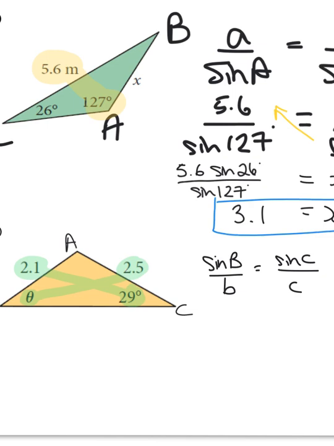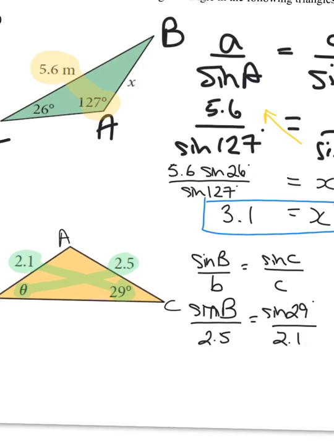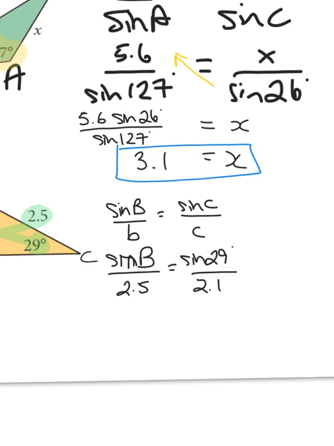So when we plug this in, we have sine. Angle B is what we're looking for, so I'm going to leave it as a B. And side B is the 2.5. We have sine. Angle C is 29. And side C is the one on the side there, the 2.1. So just like before, we want to solve for angle B, which is right up top here.